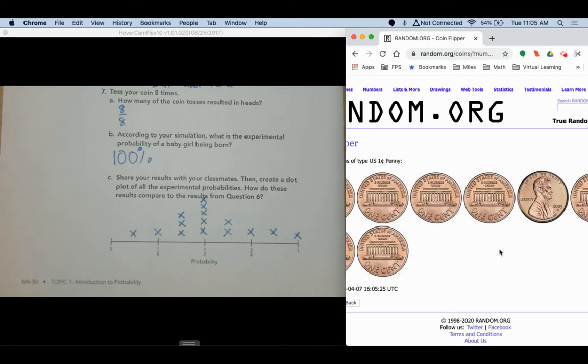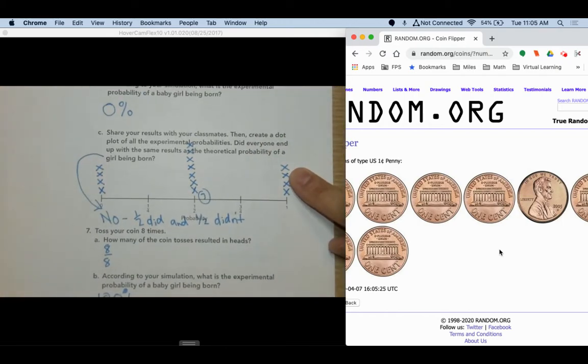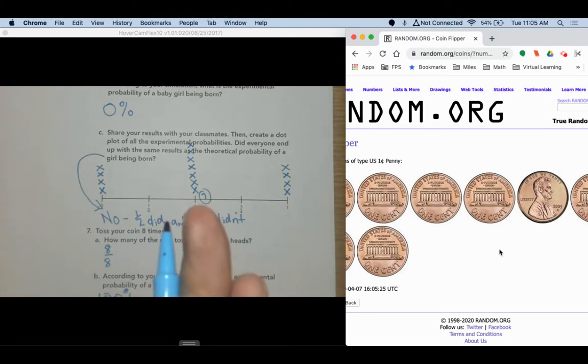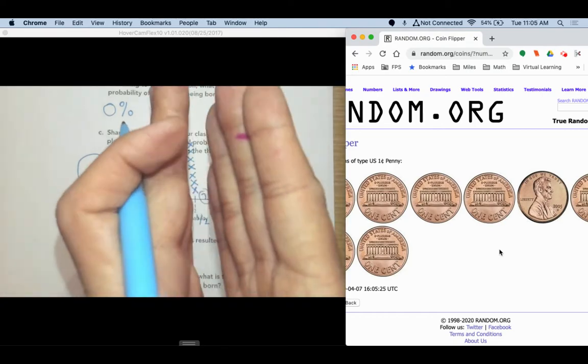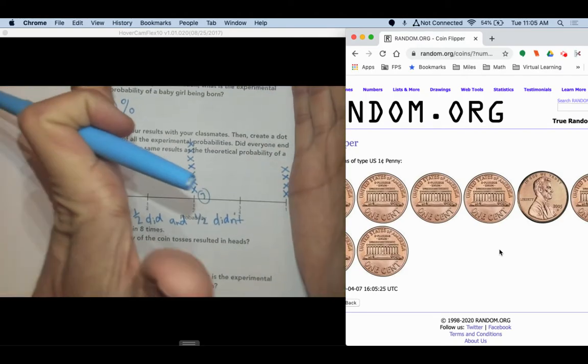Okay, so how do these results compare to question 6? Well, if I look at 6 here, it was pretty spread out. Half of them were in the middle, and then the others were all kind of spread out from there. This one feels like there's 3 main sections here. There's 0, all, or in the middle.